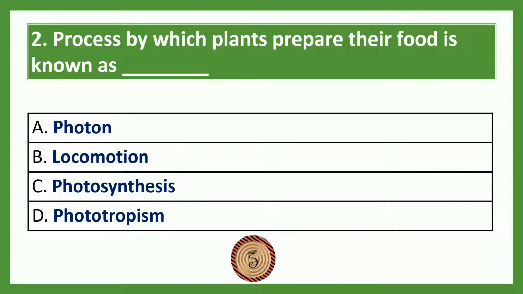X shows how each living organism gets its food and how they depend on each other for fulfillment of their food requirements. X is called dash. Option A, food chain. Option B, food series. Option C, food group. Option D, all of these. The answer is option A, food chain.